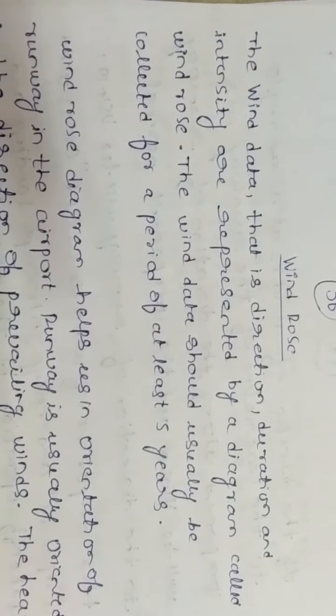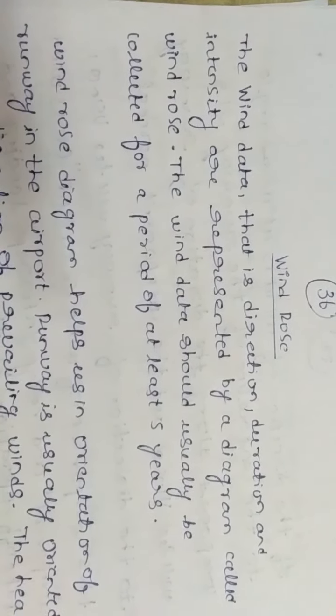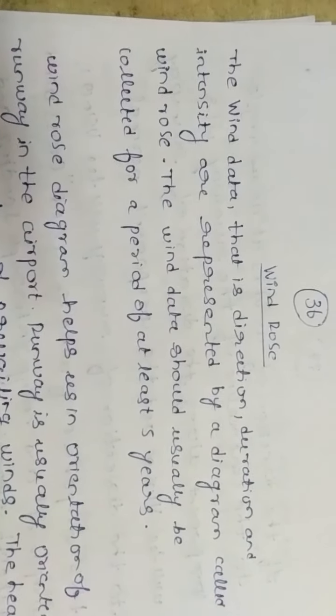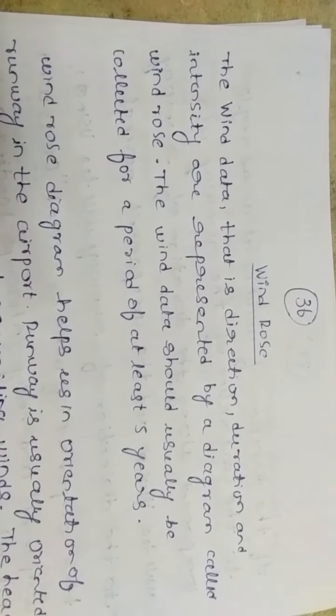Hello dear students. So then the next concept that we are going to look into is the wind rose diagram. So wind rose diagram means it is a diagram which represents the wind characteristics or wind properties. So namely the direction, the duration and the intensity.